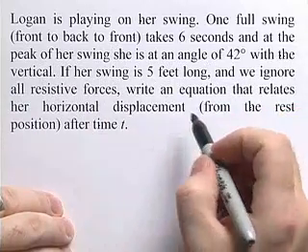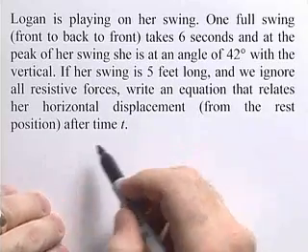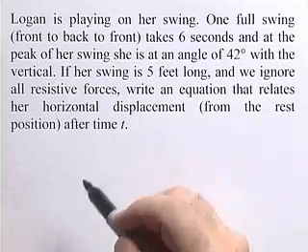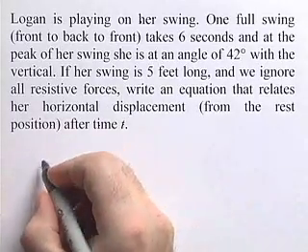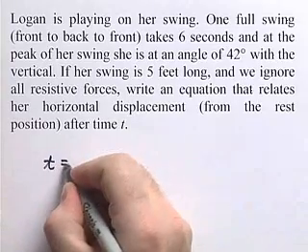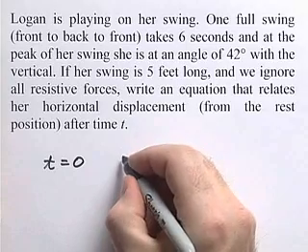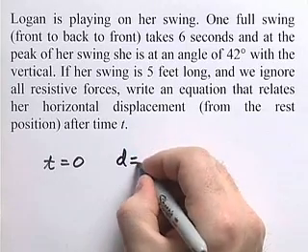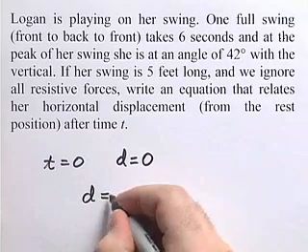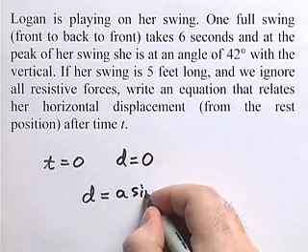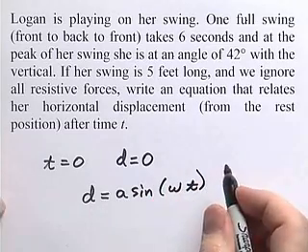If her swing is 5 feet long, and we ignore all resistive forces, write an equation that relates her horizontal displacement from the rest position after time t. Since we're considering the initial time t0, that's in the rest position. The rest position is the vertical position, that is d is equal to 0. Then our equation is going to have the form d is equal to A times the sine of omega t. That's going to be the form of our equation.